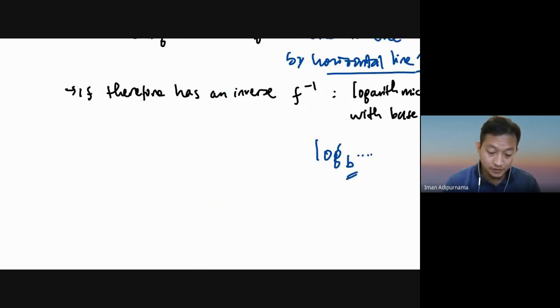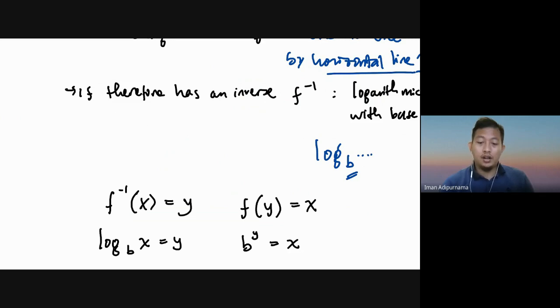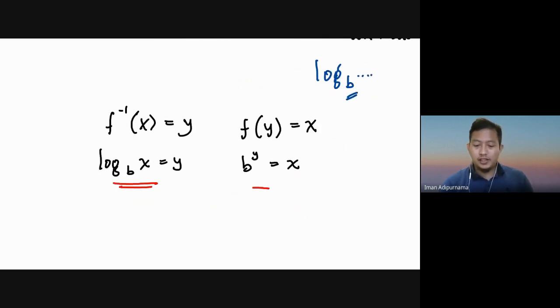From the formulation of the inverse that you have learned, if the inverse is equal to y, then f of y is equal to x, right? So we have log base b of x equal to y. We can write this in terms of the base with the power of y equal to x. So the log here is the inverse of the exponent. This is exponent, this is log, right?